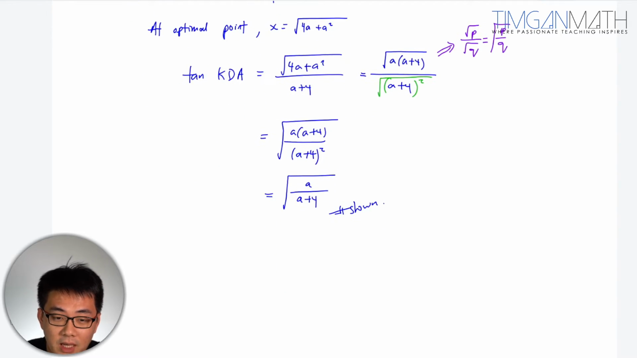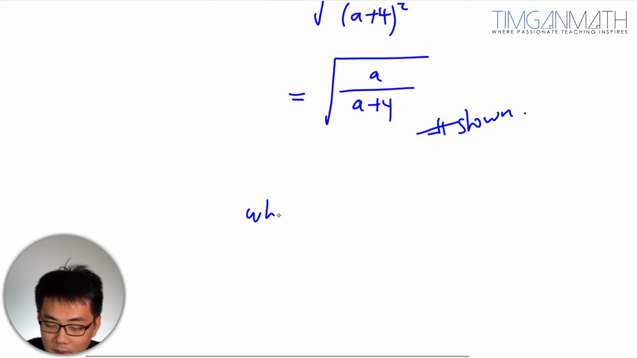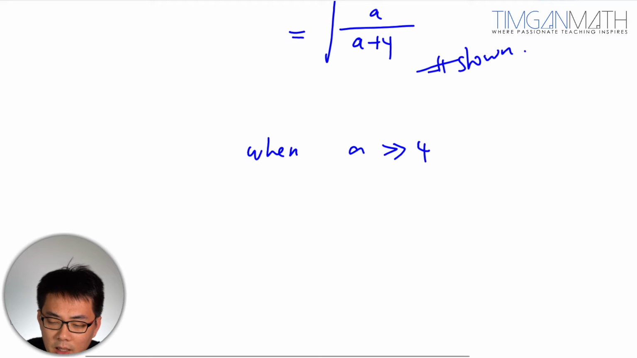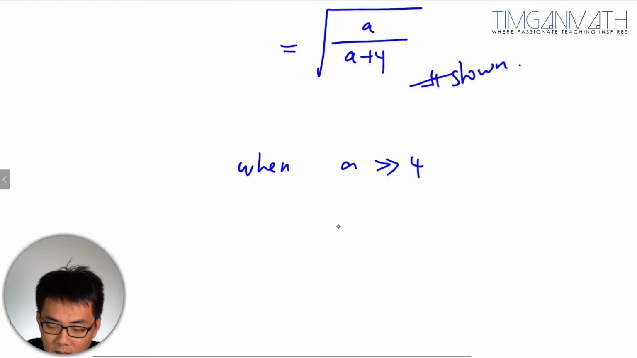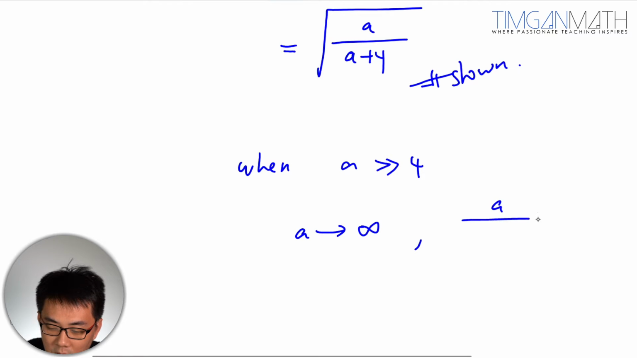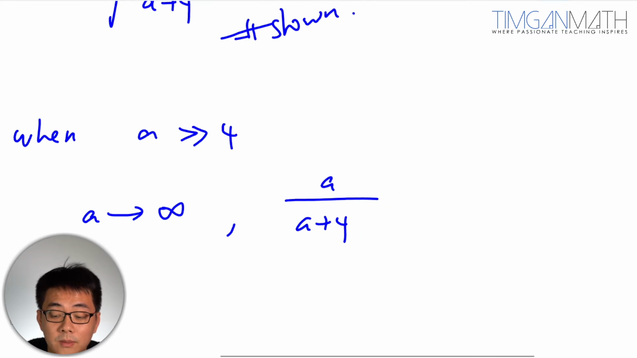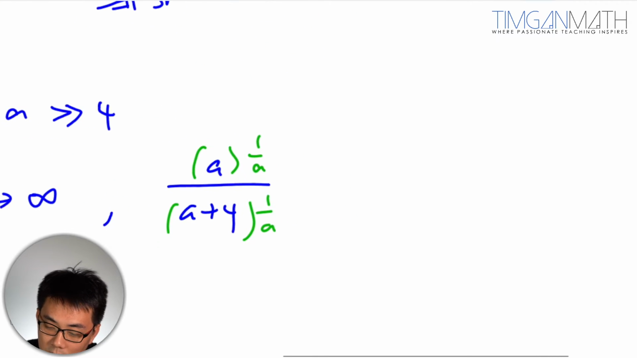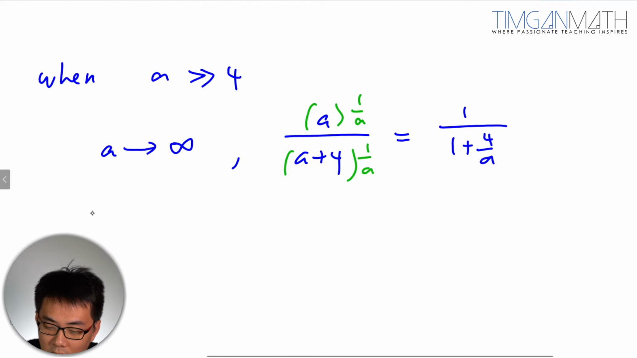So find the approximate value of KDA when a is much greater than 4. It just means that a tends to infinity. So when a tends to infinity, a over a plus 4 will just become 1. Am I right? Okay, maybe I should just multiply this with 1 over a here. Or you can just do long division. So anyway, this would just be 1 over 1 plus 4 over a.